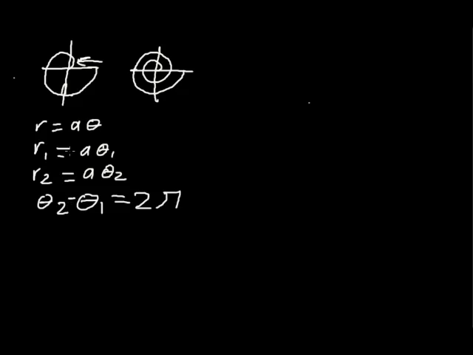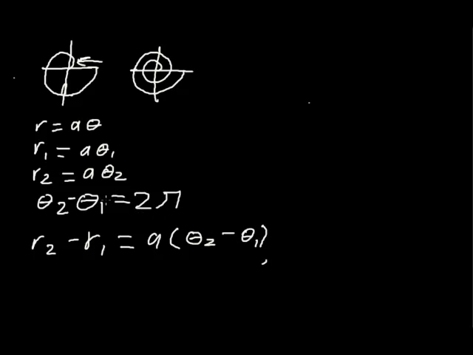So then we're going to subtract this equation from this equation. That's going to give us R2 minus R1 is equal to a multiplied by theta 2 minus theta 1.